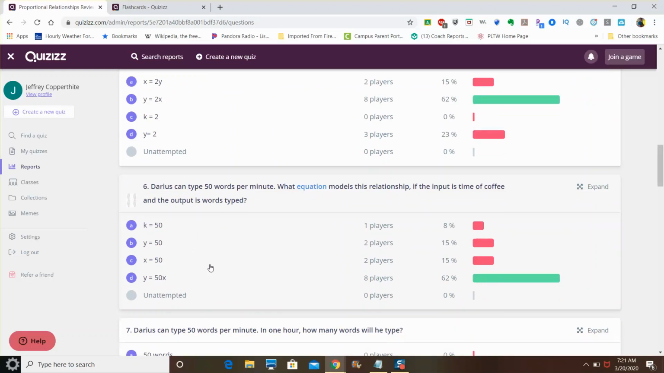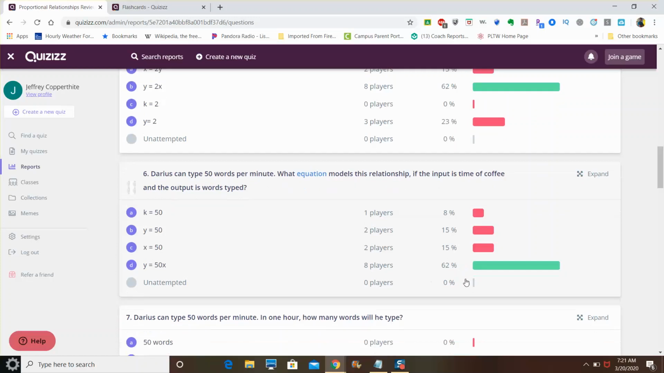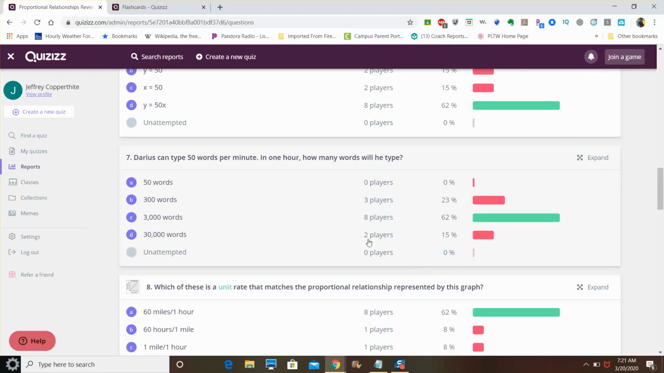Okay, so this is the one where we had the equation. Which equation again? Kind of the same question as the one we just looked at. It's similar accuracy. Actually, 62% of you, 8 of you got that right. It may even be the same 8 of you, but I can't expand these because I don't want your names to pop up on the video. x equals 50 and y equals 50 were the 2 popular wrong answers, and k equals 50. Even though k equals 50 is technically correct, the k is 50, they want the equation here. So y equals 50x is the correct format for that. It's also the only one that really is an equation that involves x and y. So make sure you pick that up next time.